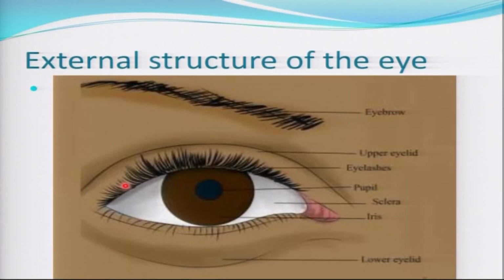Now, this is the external structure of the eye. You see? What do you see here on your screen? They are called eyebrows. Those help us to prevent, like when you are sweating, the sweat from entering into the eyes, because those eyebrows are there. You see? Then from the eyebrow, we have what we call the upper eyelid.